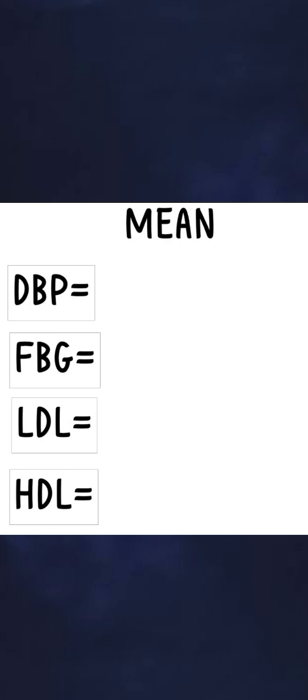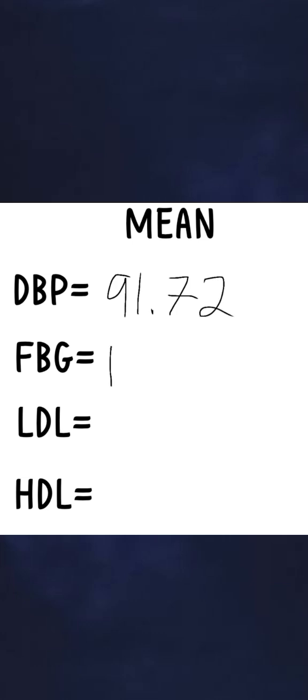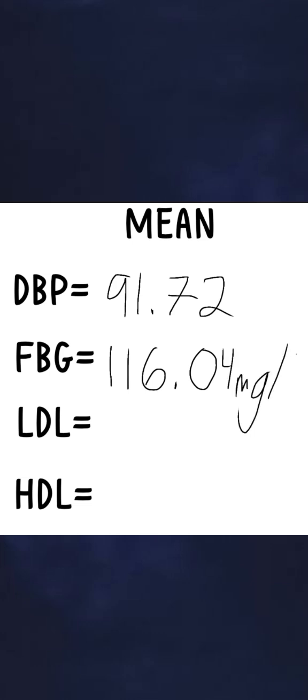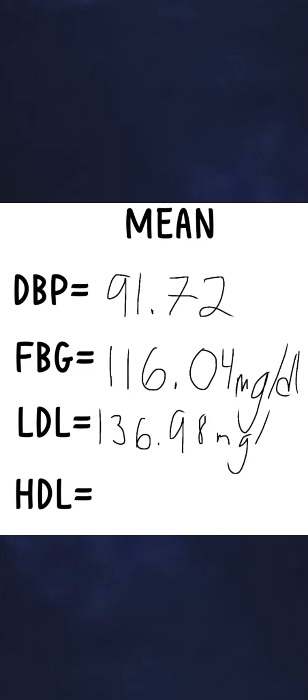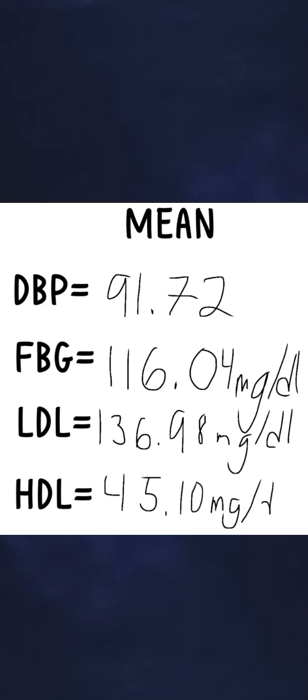We're going to do the same for the others. The DBP, which is the diastolic blood pressure, is 91.72. The FBG, which is the fasting blood glucose, is 116.04 milligrams per deciliter. Then the LDL, which is the low density lipoprotein, is 136.98 milligrams per deciliter. And the last, HDL, which is the high density lipoprotein, is 45.10 milligrams per deciliter.